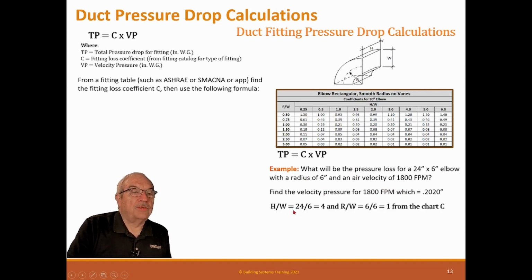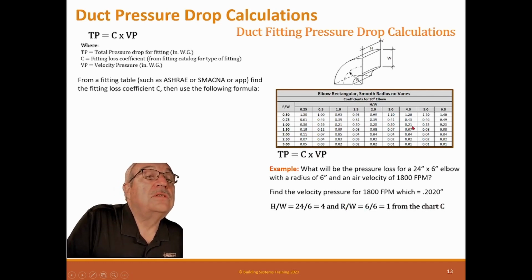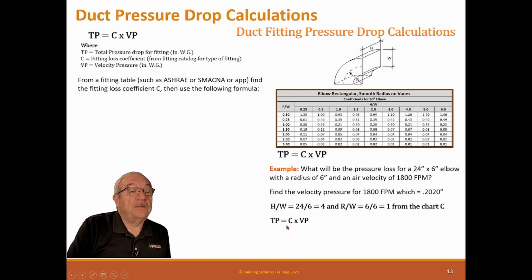So remember, H over W is 24 over 6, which equals 4. So this number here, we're looking for 4, which is right here. And R over W is 6 divided by 6, which equals 1. So we're looking for 1 here. So the C factor for 1 times 4, which is right there, is 0.21. So TP equals C times velocity pressure, which would be 0.21, which is the C factor, times 0.2020. So that equals 0.0424, which is not much pressure.